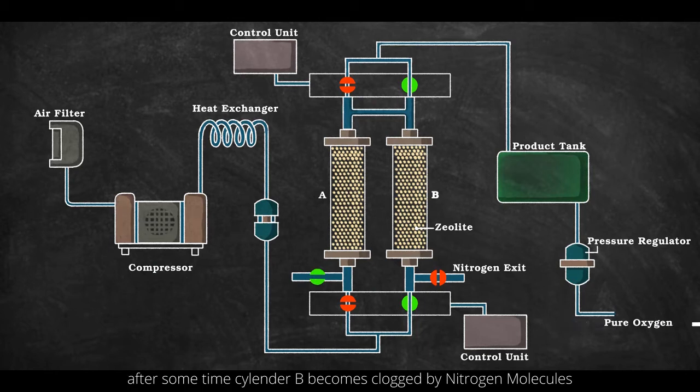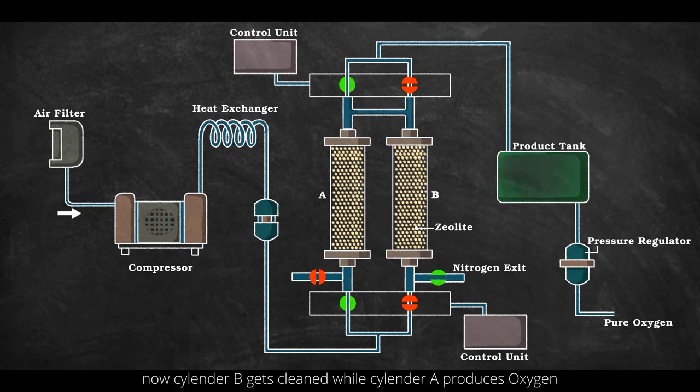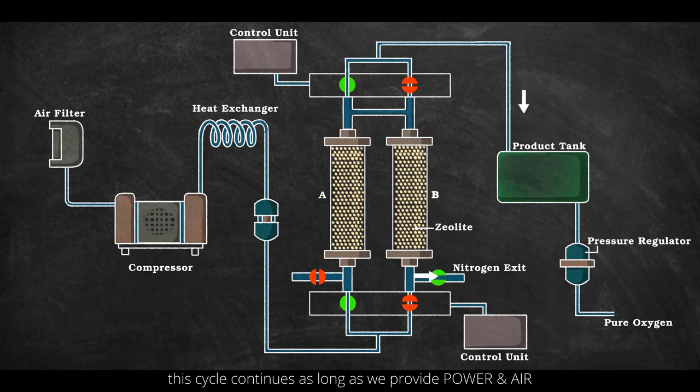After some time, cylinder B becomes clogged by nitrogen molecules. Then control circuit activates cylinder A and closes cylinder B. Now cylinder B gets cleaned while cylinder A produces oxygen. This cycle continues as long as we provide power and air.